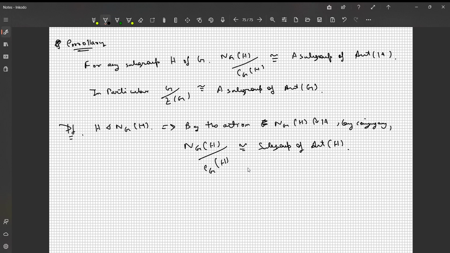The next part is again very trivially noticed, because if you consider H to be G in the previous proposition, then the normalizer of G in G is G, and the centralizer of G in G is the center of G, right? So that implies G mod the center of G is isomorphic to a subgroup of the automorphisms of G, right? Clear?